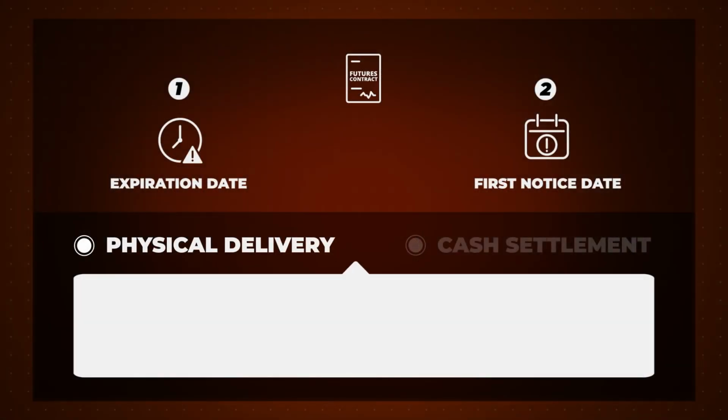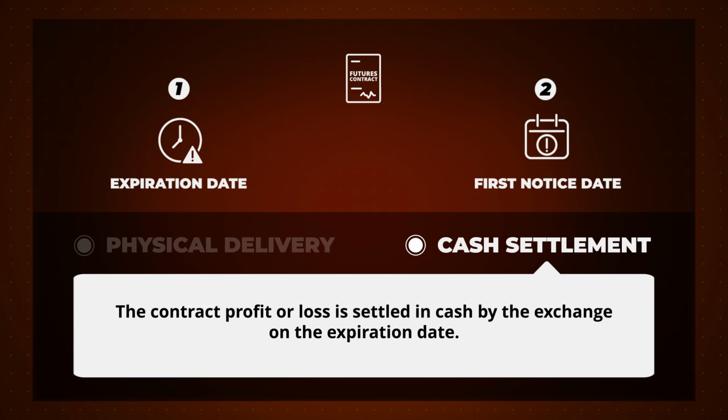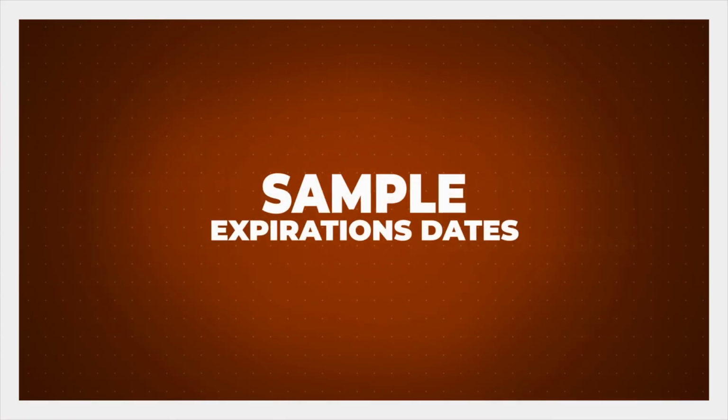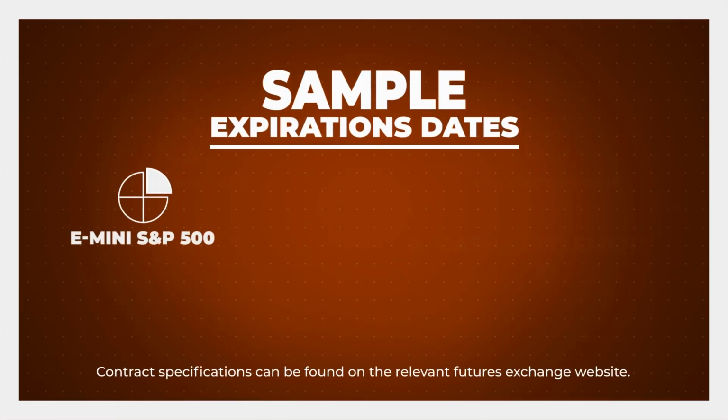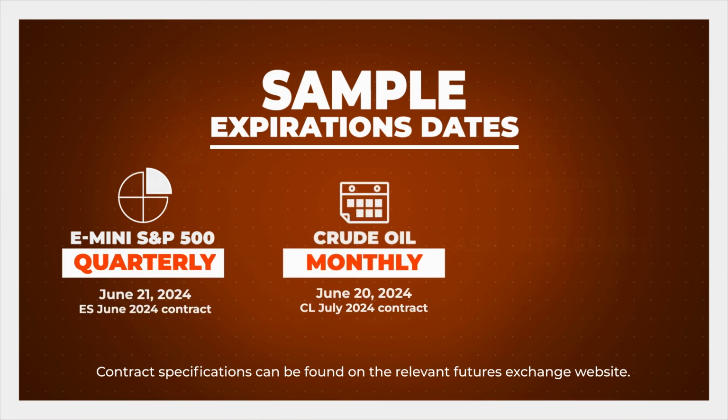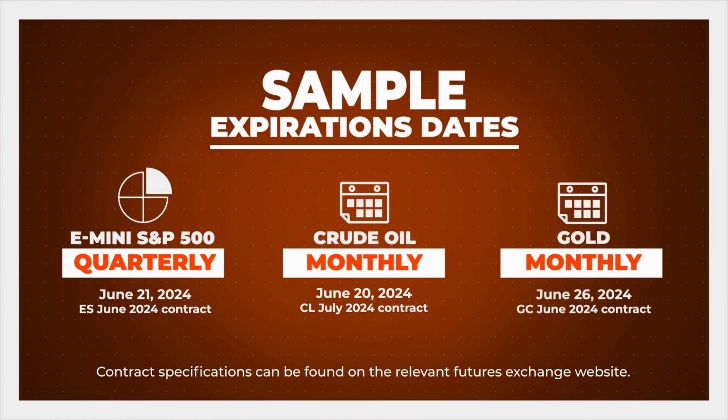For cash-settled futures, the contract profit or loss is settled in cash by the exchange on the expiration date. However, most traders choose to close their positions prior to the expiration date to avoid potential settlement fees and delays. Sample expiration dates: E-mini S&P 500 quarterly, June 21st, 2024. Crude oil monthly, June 20th, 2024. Gold monthly, June 26th, 2024.